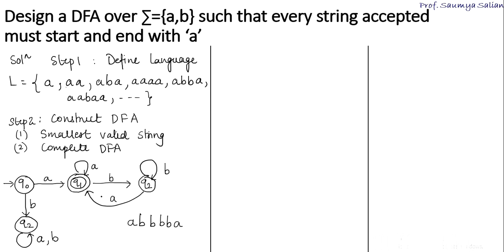Is it clear? Yes? Okay. So that is how we construct the DFA for the given problem.